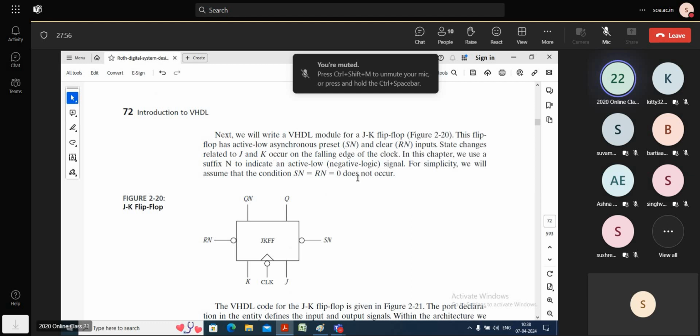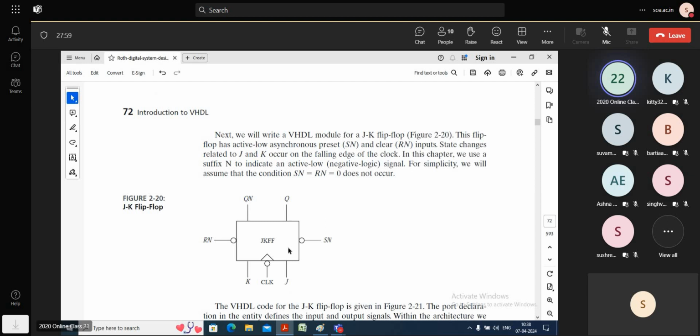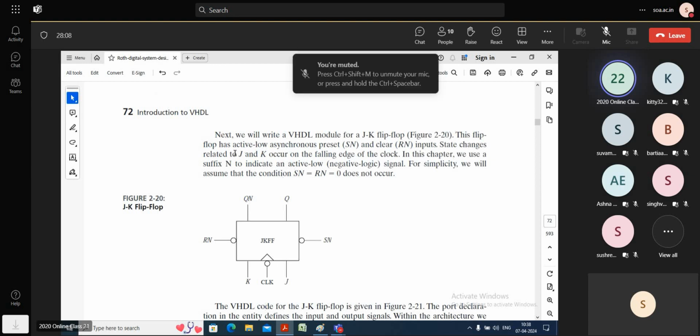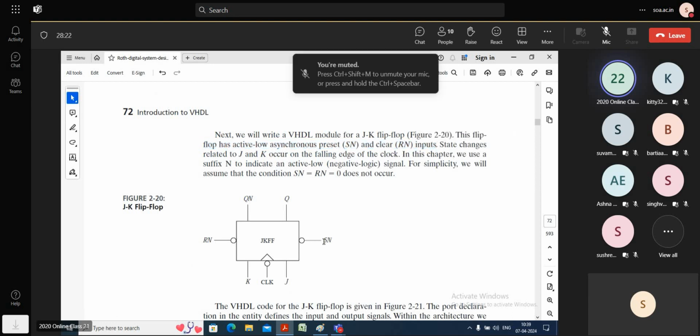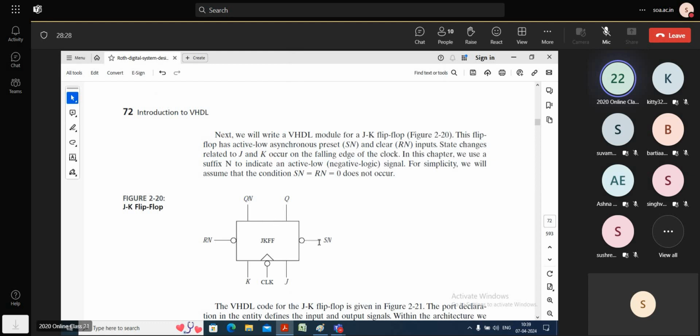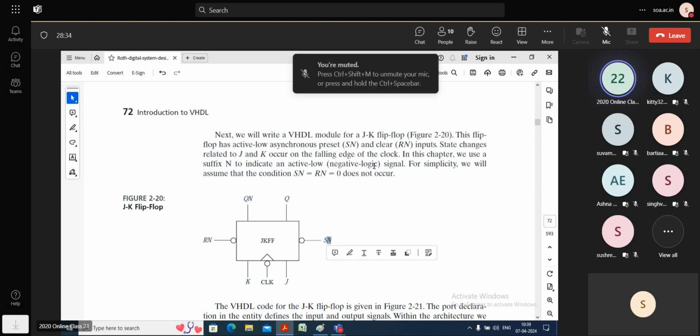So next we'll write a BSDL module for a JK flip-flop. Okay. So you can see this JK flip-flop. This flip-flop has an active low asynchronous preset, that is SN, and clear or reset, that is RN. So SN and RN inputs you can see. The active low asynchronous preset is SN, and another is the clear or RN input.